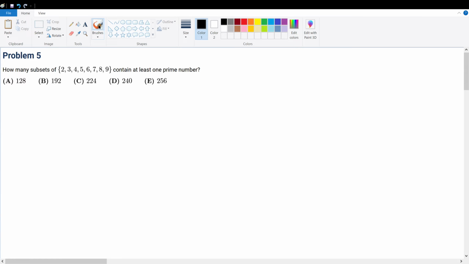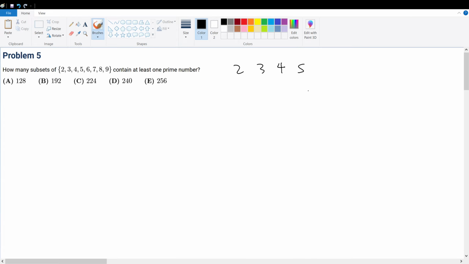Problem 5. How many subsets of 2, 3, 4, 5, 6, 7, 8, 9 contain at least one prime number? So first of all, how do we determine the number of subsets available? Well, consider every number. What is the probability that each number is existent within a subset of any given length?